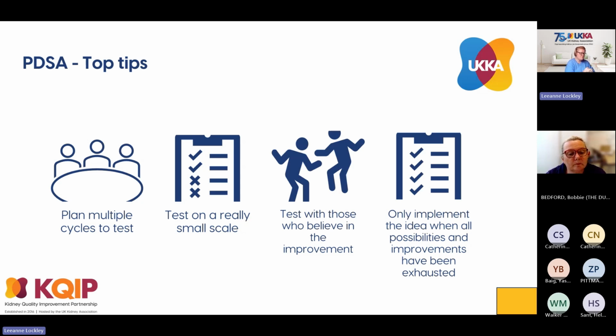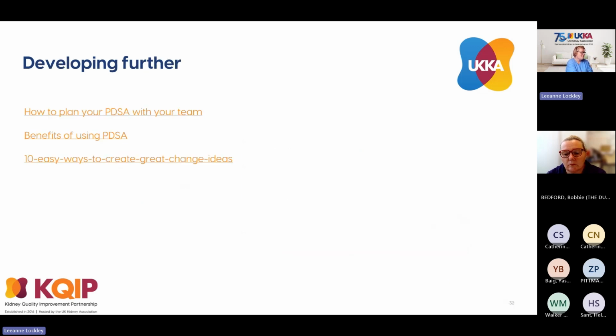Like I say, test on a really small scale. And the big thing, I think, is test it on the ones who believe in the improvement, who believe in this change idea. You know, those innovators, early adopters, the people who are championing your project, test it on them. And only implement this as a new way of working when there's no more improvements to be made. So when you look at that run chart and it's nice and steady, and there's no more variation, do you know what? This is our new way of working. We have to embed this now.